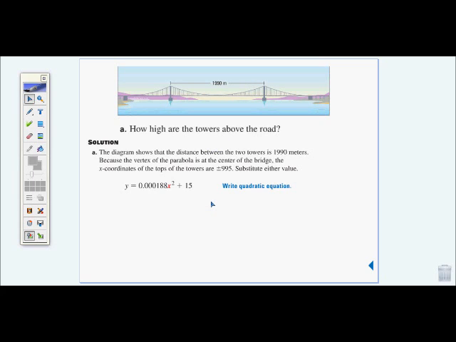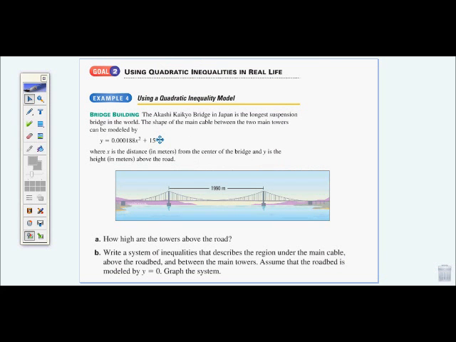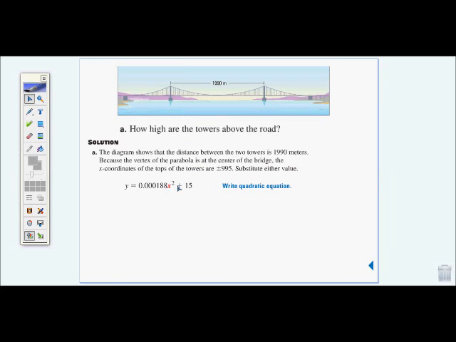Because the vertex of the parabola is at the center of the bridge, the x-coordinates of the tops of the towers are plus or minus 995. It says substitute either value. We have the formula, so we're going to go ahead and substitute the 995 into our x squared.